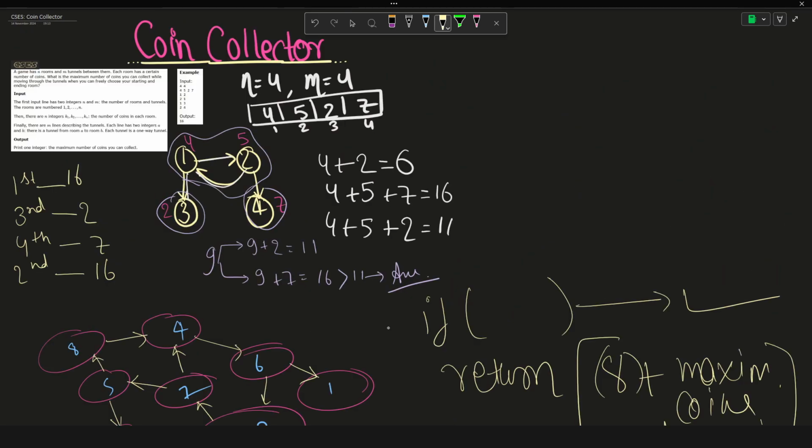So let me explain from the beginning what has happened, because I believe it might have got a little complex, but you don't need to worry because everything is so simple. In the question we were given n rooms and m tunnels. So this was the given graph, and we were allowed to start from any node. Each room was associated with some coin values. The first room was associated with 4 coins, second room with 5 coins, third room with 2 coins, and fourth room with 7 coins. And our work was to collect these coins while visiting these nodes.